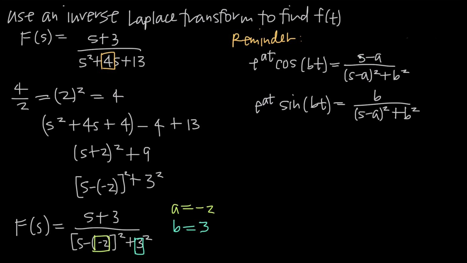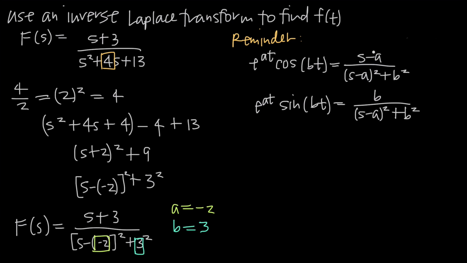So the difference between these two formulas is really the numerator. In this formula, we have s minus a. In this formula, we just have the constant b. In our numerator here, we have this s plus 3, so we're going to have to use this first formula that includes s in the numerator. So what we want to do is change our numerator to s minus a instead of s plus 3.